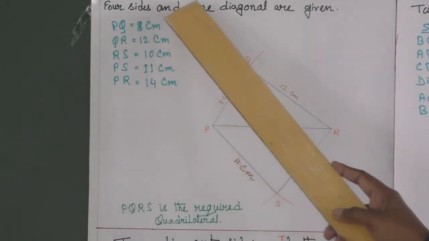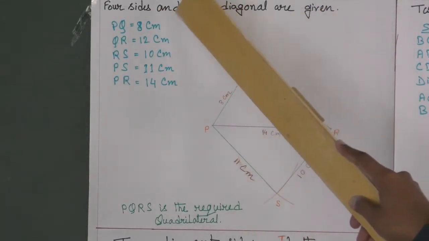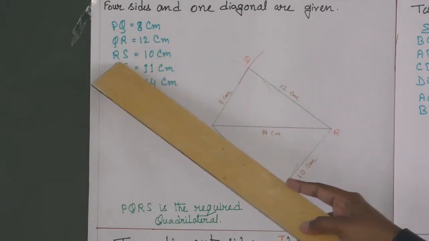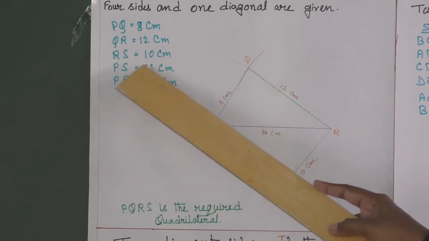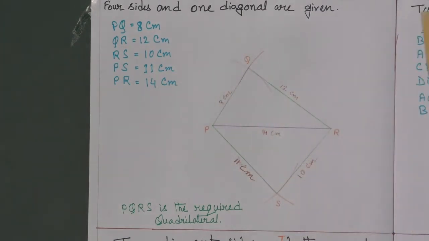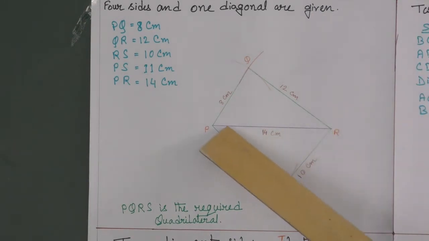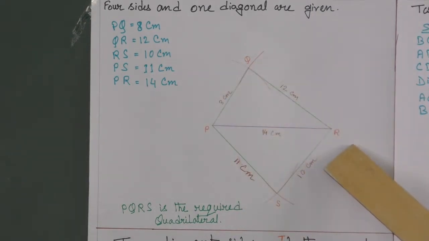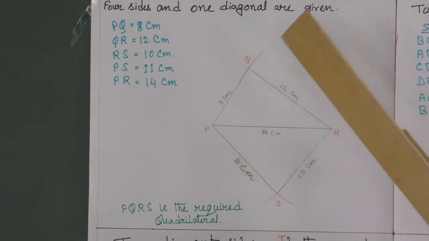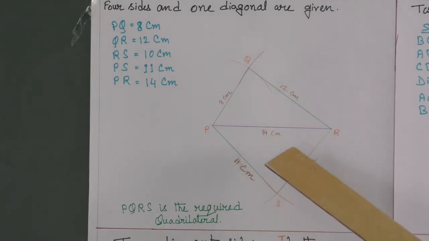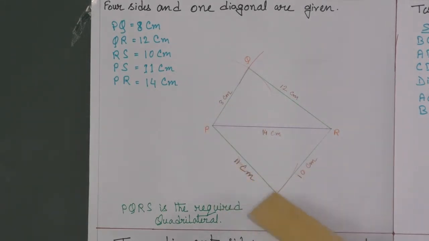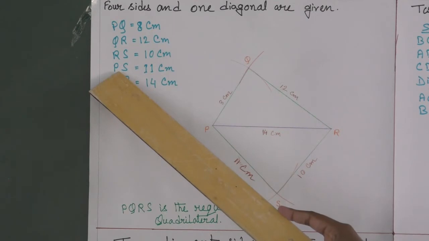Here 4 sides and 1 diagonal are given. Check the measurement. PQ is equal to 8 centimeter, QR 12 centimeter, RS 10 centimeter, PS 11 centimeter and PR 14 centimeter. So using your previous knowledge, first we will draw triangle PQR. Now the 4th point S will be on the opposite side of Q with reference to the diagonal PR, and we can see in the measurement S is 11 centimeter far from the point P.